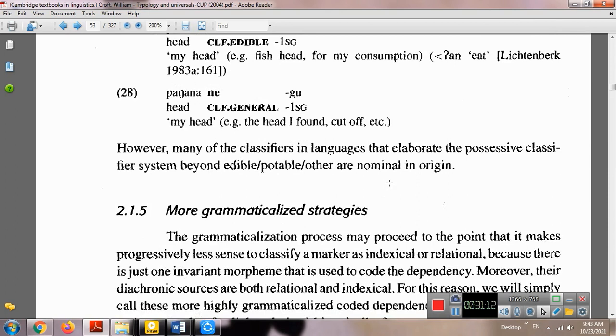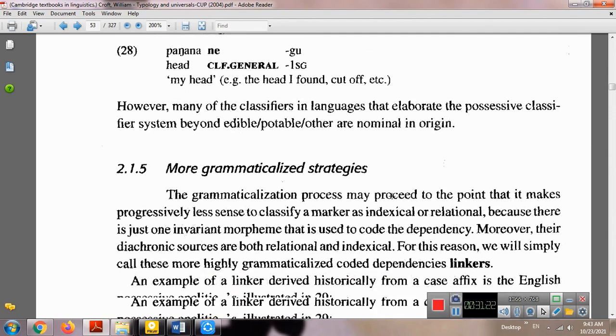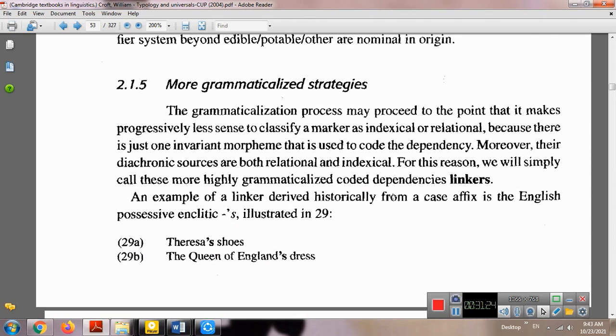However, many of the classifiers in the languages that elaborate the possessive classifier system beyond edible, potable, other are nominal in origin. But more grammaticalized strategies. Dear students, you should know the common way to express the possessive construction, which we read in the previous paragraph. More grammaticalized strategies.